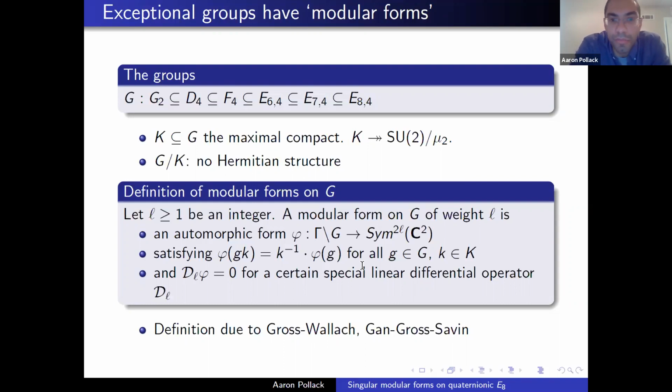So you have an automorphic form that's valued in that representation of K, that has an equivariant action of the maximal compact subgroup K. So phi of gk is k inverse applied to phi of g, for all g in the group and k in the maximal compact subgroup. And moreover, you satisfy a special linear differential equation, D_L of phi is identically 0. So this is supposed to be the analog of the Cauchy-Riemann equations. This definition is due to Gross and Pollack and Gan, Gross and Savin. It's a paraphrase of the definition.